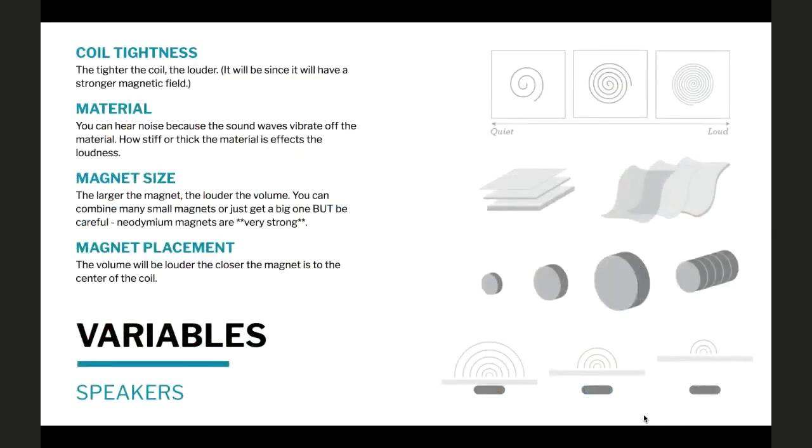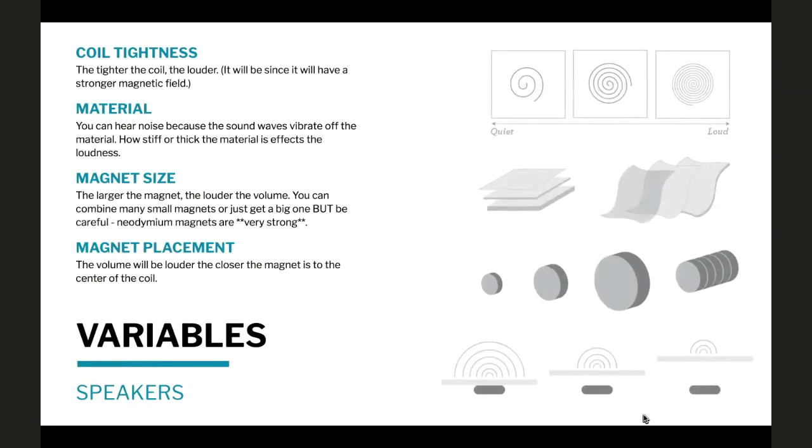If you're going to create your own, you want to think about coil tightness. The tighter the coil that you create, the louder the speaker is going to be, because the magnetic field will be stronger and will be able to repel against the stable magnet. Material, how stiff or thick it is, is also going to determine how loud it's going to be. And we don't create these speakers to be hyper efficient, right? We create them for a different type of interaction. So if you're looking to get a really efficient speaker, then you should just use a hobby speaker or another manufacturer type of speaker.